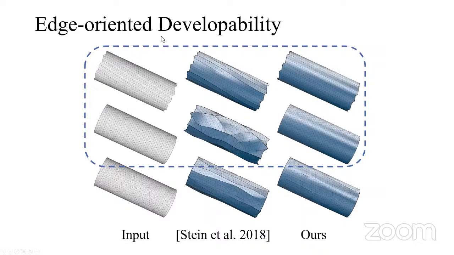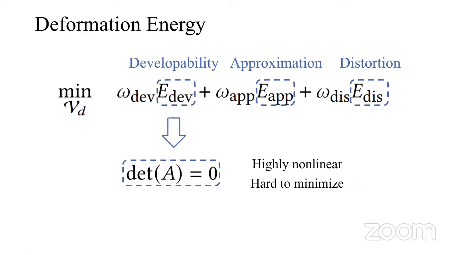Let's first discuss this definition. We find that our developability definition is weaker than the previous definition. So the deformed mesh driven by our developability energy is more flexible to the input shapes. We can see the second row. However, although we use the edge normals, the mesh connectivity can still affect the deformation result. We can see the difference between these three ones.